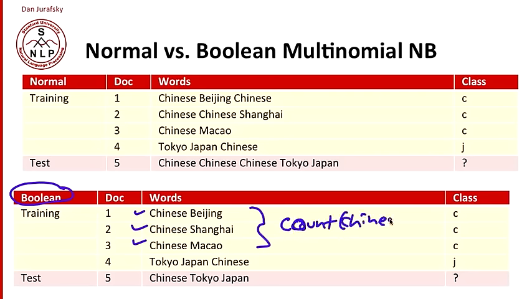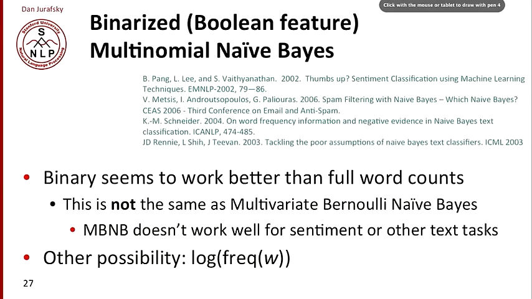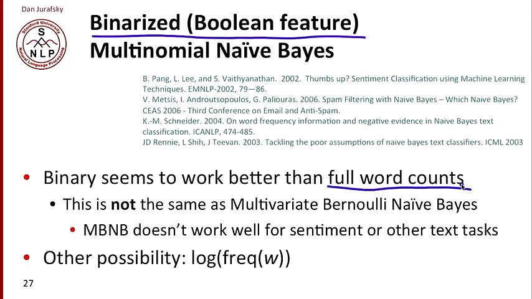Now the count of Chinese is going to be 3 instead of 5. And in the test set here, count of Chinese is only 1. So it turns out that this version of naive Bayes, binarized Boolean feature, multinomial naive Bayes, works better than using the full word counts. And I want to note that for those of you who know about an alternative version of naive Bayes called multivariate Bernoulli naive Bayes, using binarized Boolean features in multinomial naive Bayes is not the same as multivariate Bernoulli naive Bayes. In fact, multivariate Bernoulli naive Bayes doesn't seem to work as well for sentiment or other tasks.